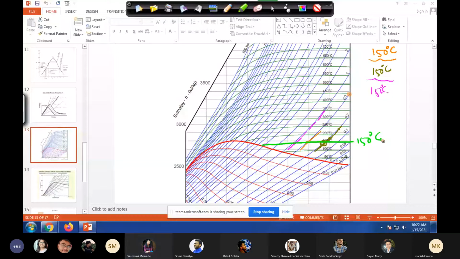Okay. I think this much information is enough right now on a Mollier diagram. More than this, we don't need. Okay. We can again and again revisit this diagram whenever we'll cover more concept. But I think more or less it's clear.